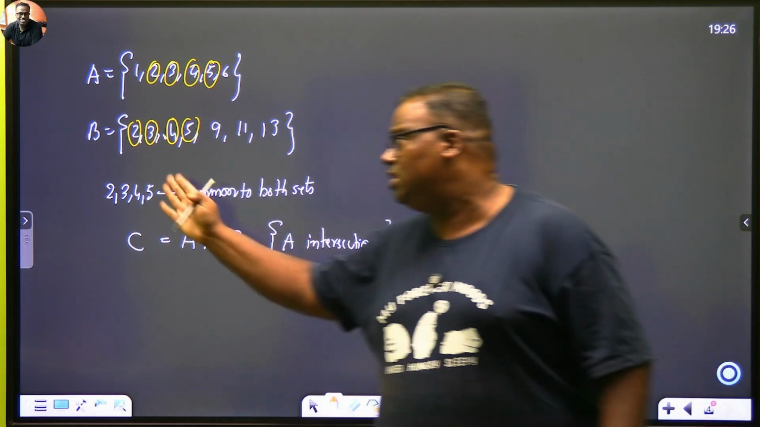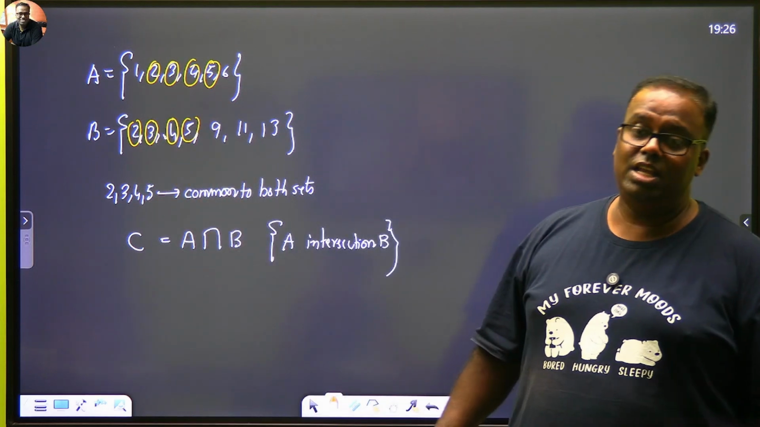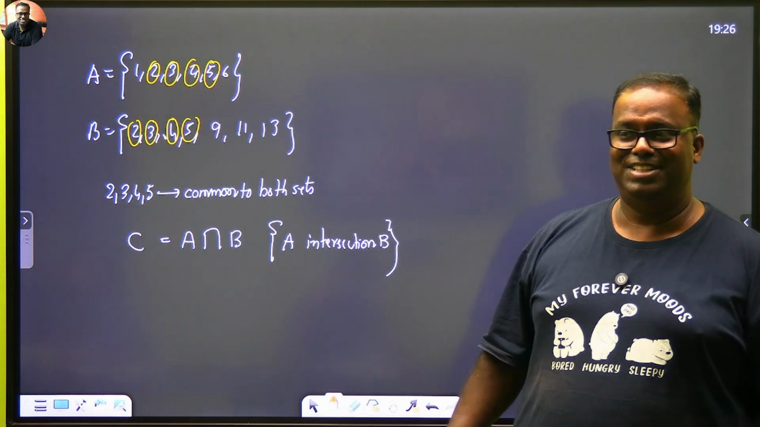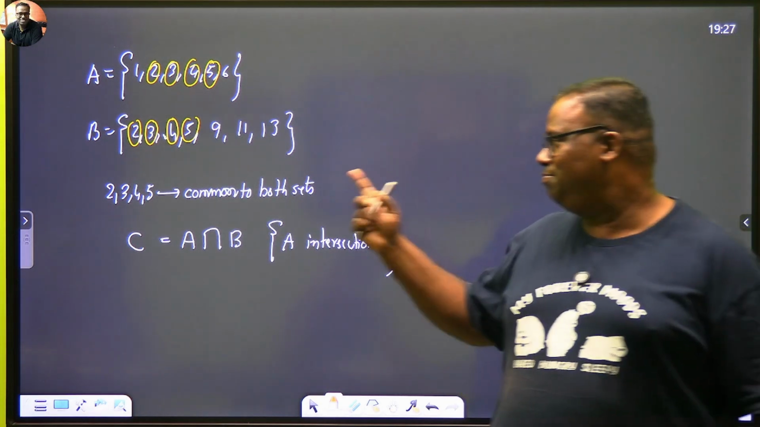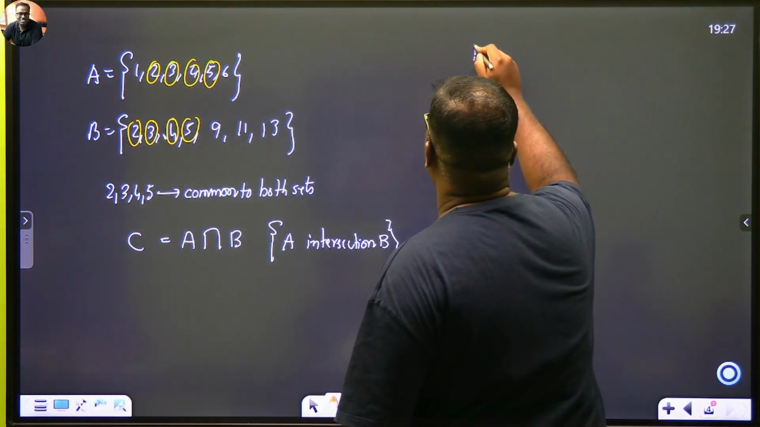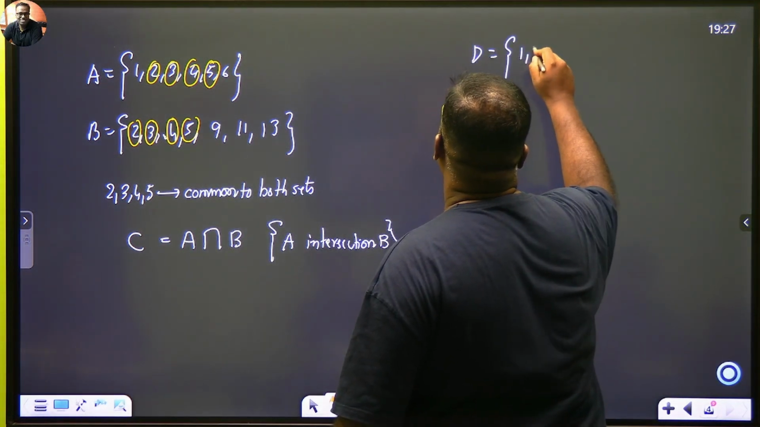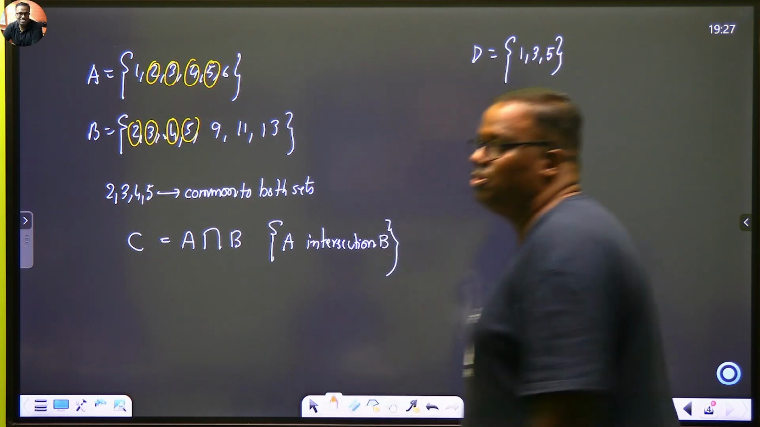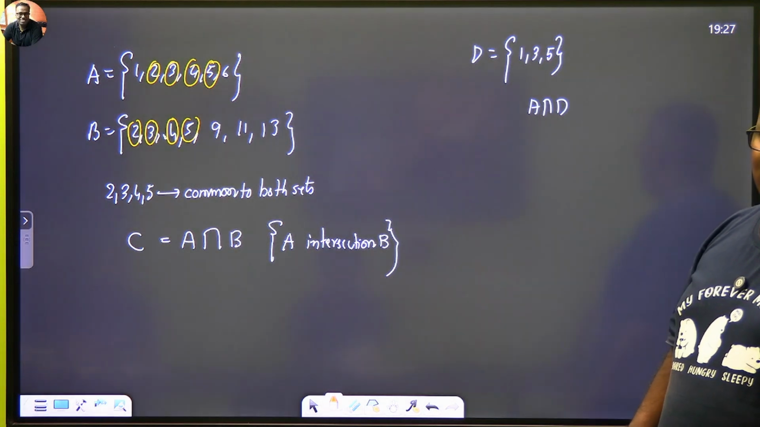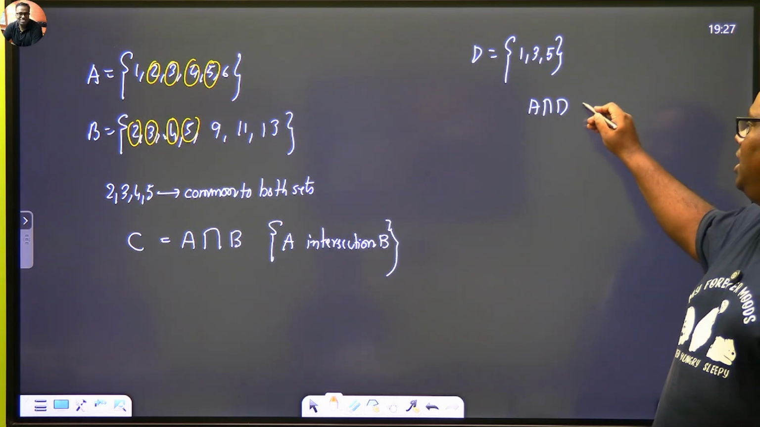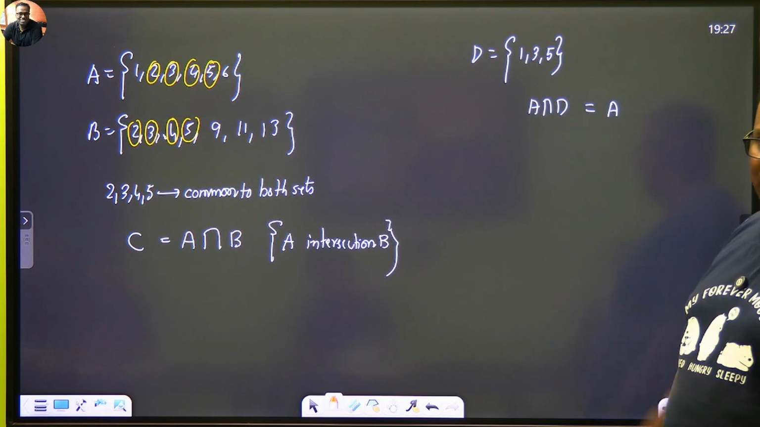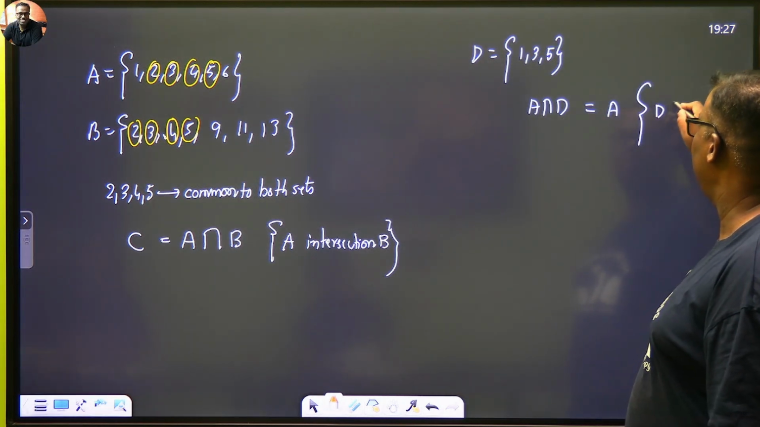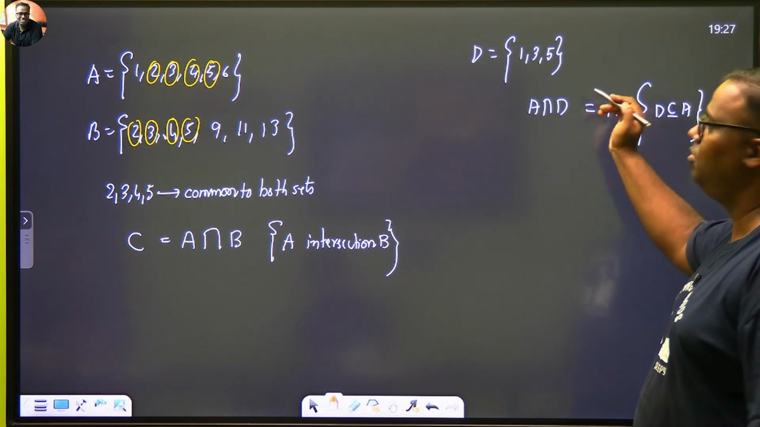अच्छा, थोड़ा सुनिए और मजा आएगा. If this B was a subset of A, then A intersection B would have been B only. This is logic, so you'll enjoy it. Let's say I have a set D, and D is 1, 3, 5. Can you tell me what are the common elements between A and D? 1, 3 and 5. So can I not say A intersection D is D itself? Yes, yes. Condition was that D was a subset of A, then ये valid है.